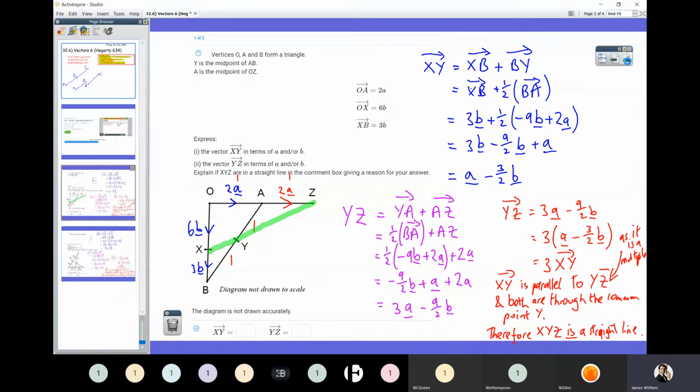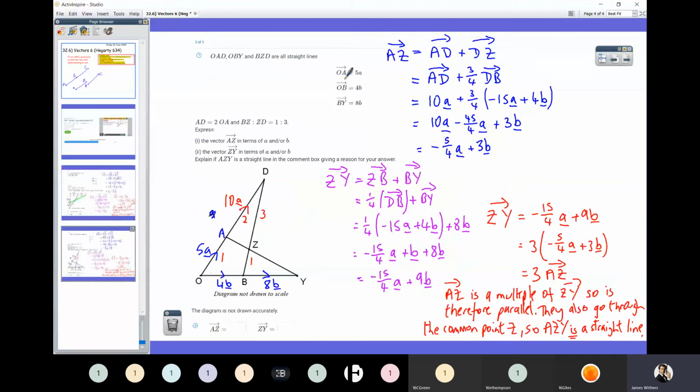And the same with the second question. Again, I want to give you as much time as possible to work through the question. This is being recorded, so if you want to copy these out, you can do so in your own time. Everything on that diagram in blue and red, I have just got from the question, from that information and from the fact that they tell me that AD is 2 lots of OA, and the ratio BZ to ZD is 1 to 3.